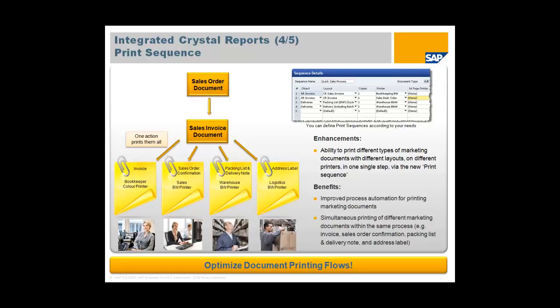When I choose this print sequence, I get my sales invoice document, and in this example we're choosing, I get my invoice, which goes to the bookkeeper on the color printer. I get my sales order confirmation, which goes to the sales printer on a black and white printer. I get my packing list and delivery note, which automatically prints out to the warehouse, for example, on a black and white printer. And I get my address labels, which go to my logistics team, again in the warehouse on a black and white printer, all from one print sequence. So that gives you the ability to really optimize your document printing flows.